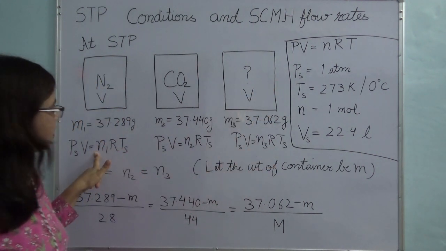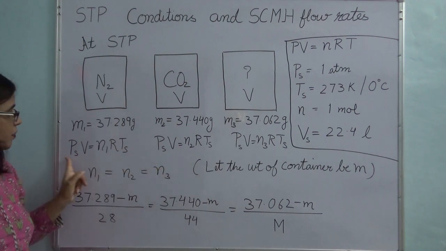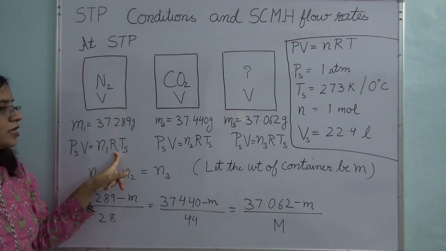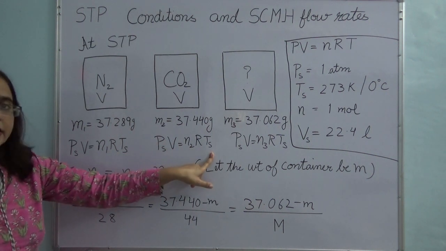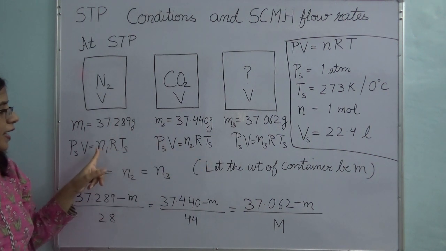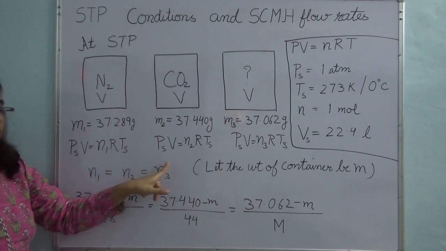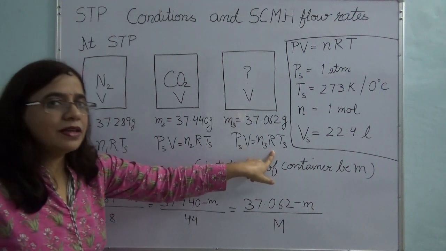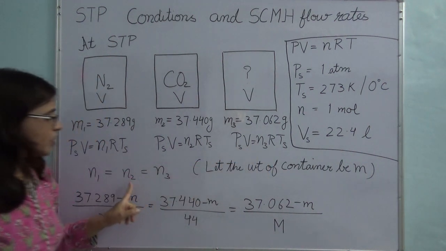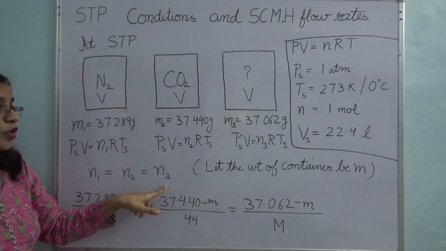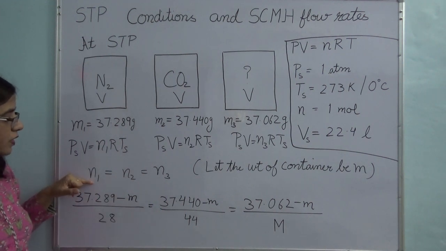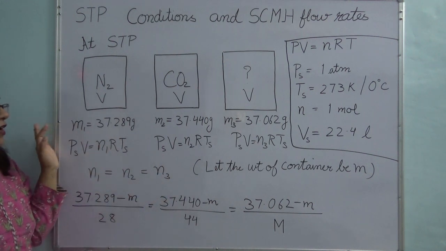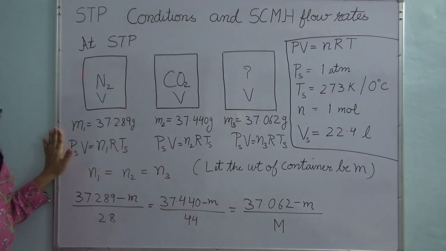Now, if I divide this equation by this equation, your pressure is same, it gets cancelled. Volume is same, it gets cancelled. R is a constant. TS is again same, so it gets cancelled. So I end up with N1 by N2 is equal to 1, that means N1 is equal to N2. If I do the same thing with second and third equation, I get N2 equal to N3. So what do I get? I get that N1 is equal to N2 is equal to N3. So this is what I have got from the ideal gas equation.